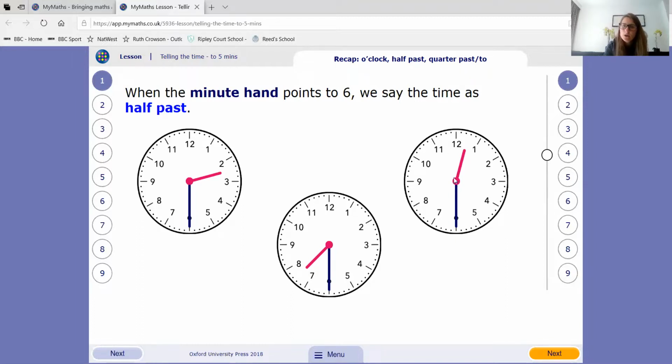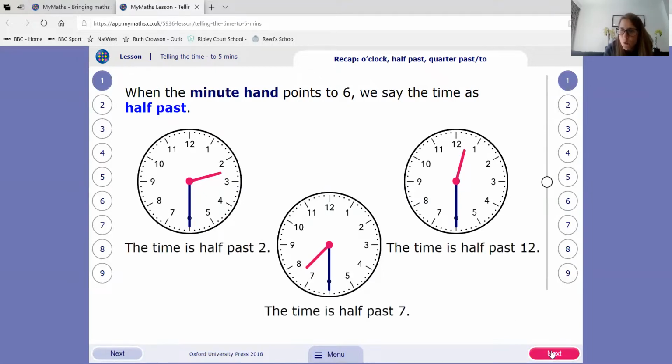So when the minute hand points to the number 6, Mrs. Crowson, cue handstand. I'm not going to do one of those today. Obviously, we say it's half past. So we have here 2:30, 7:30, 12:30.